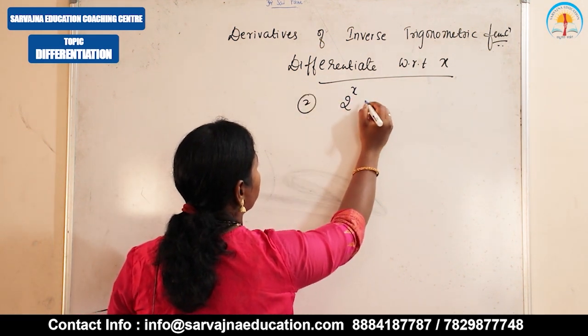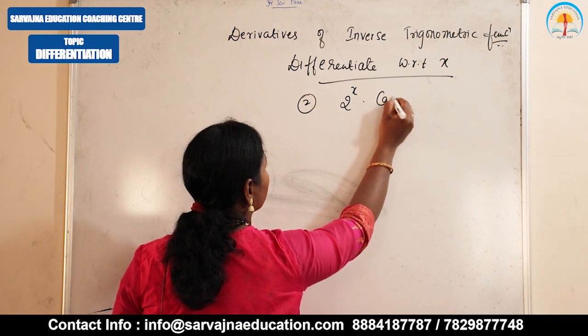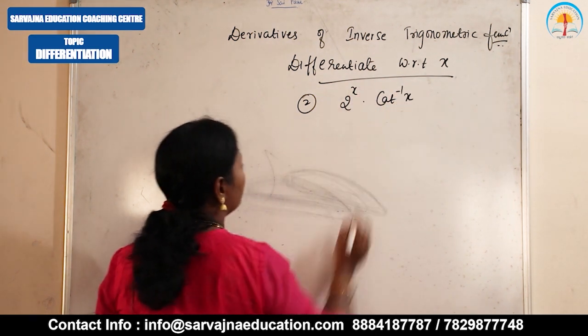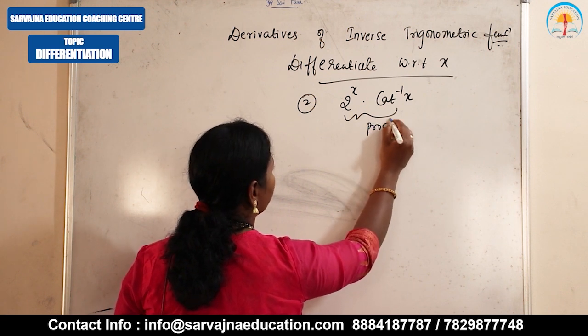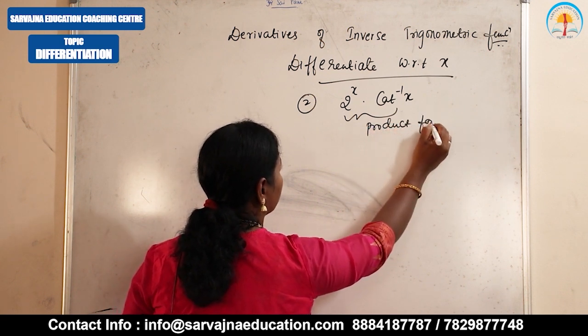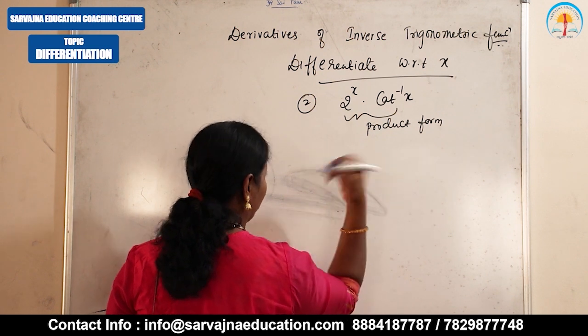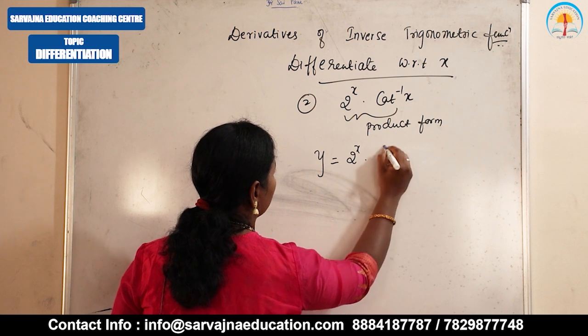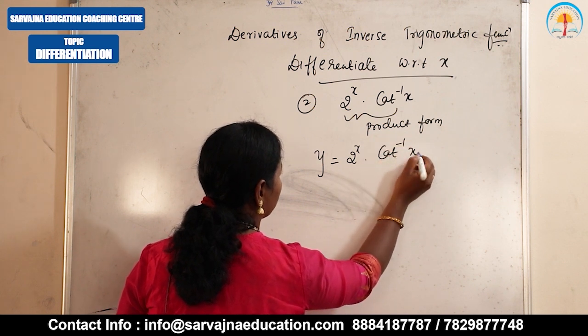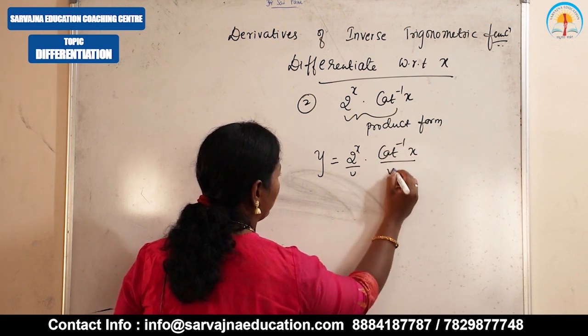Guys, second problem: 2 power x cot inverse x. Okay. So exactly again both are in product form. So I can rewrite it as y is equal to 2 power x cot inverse x. This is u, this is v.